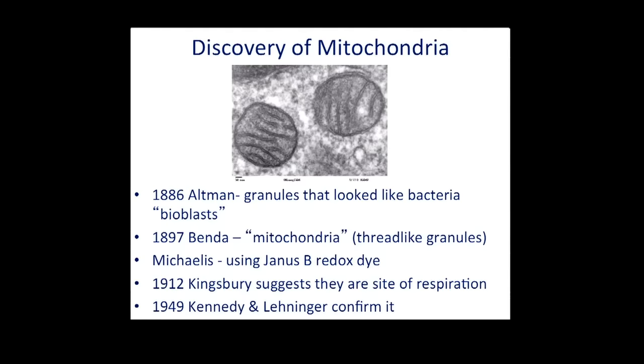And it was known from biological dyes that they were associated with living cells. You couldn't stain them if the cell was dead, but if the cell was alive, they took up this dye. And because of that, it was suggested that they were involved in oxygen respiration, that is, the utilization of oxygen to make energy. And it was really confirmed after World War II by Lehninger, who wrote the classic textbook on biochemistry, that indeed this is the organelle that makes ATP from oxygen and substrate. There's a whole story involved in the electron transport chain that's maybe for another time.